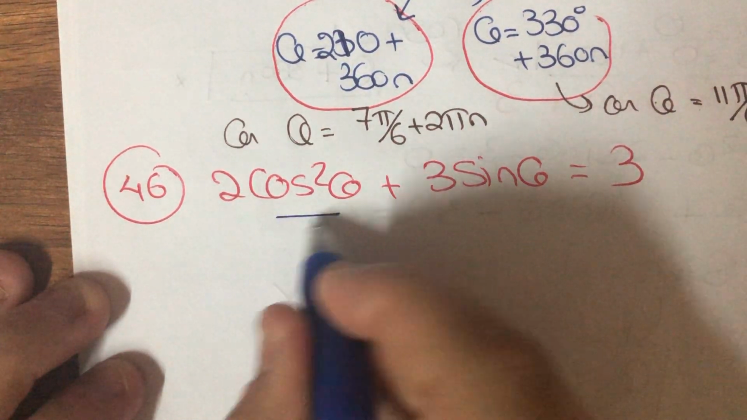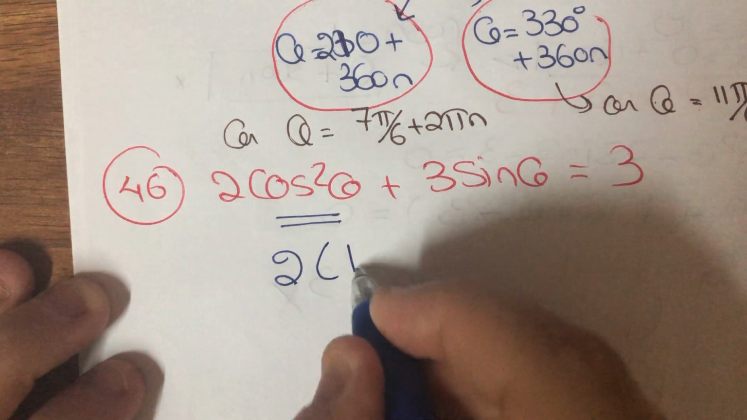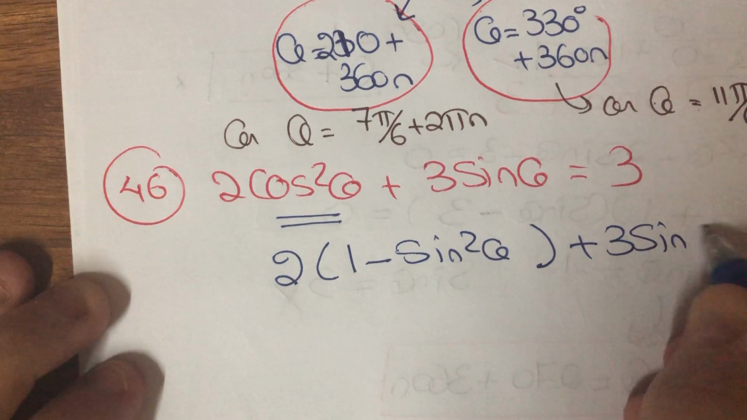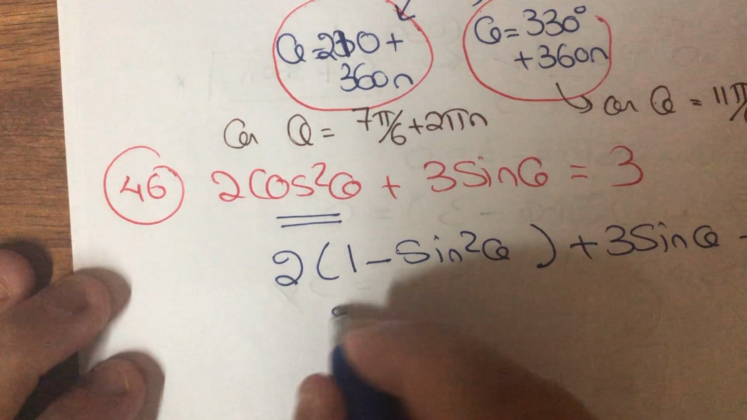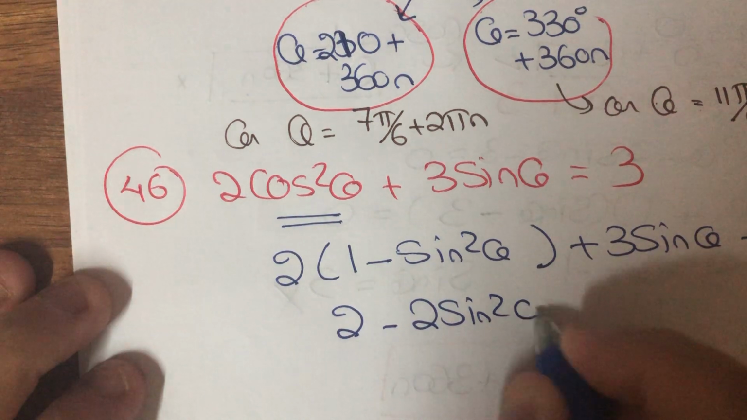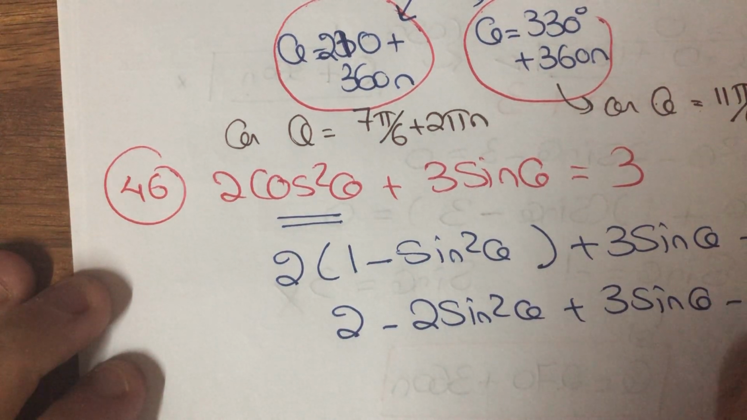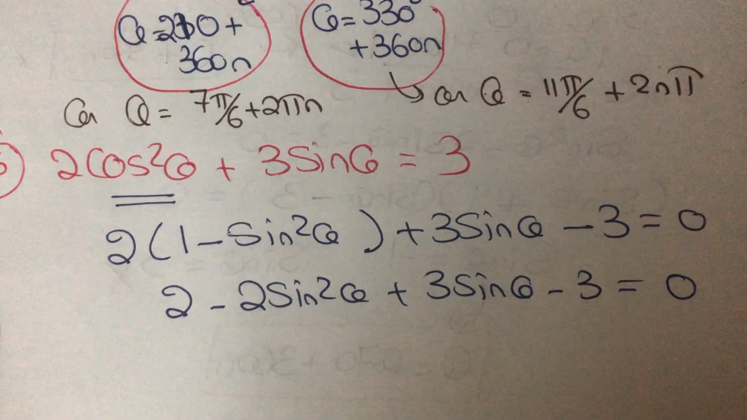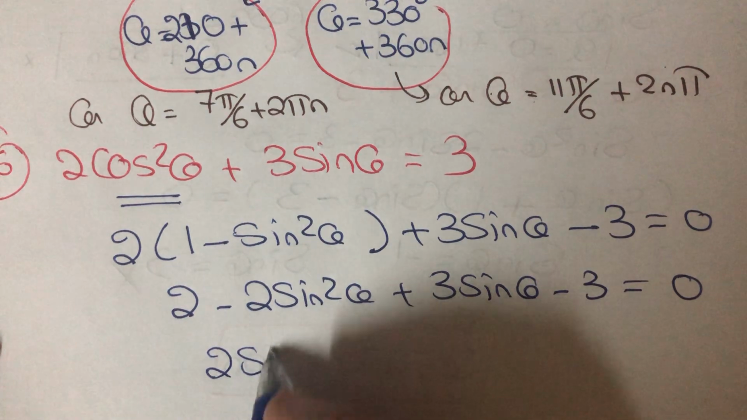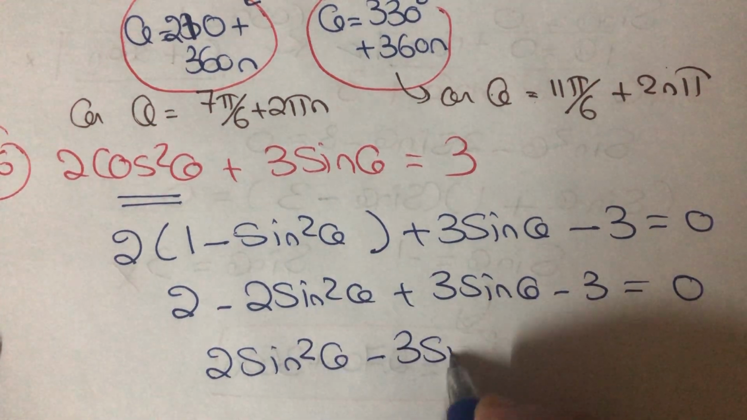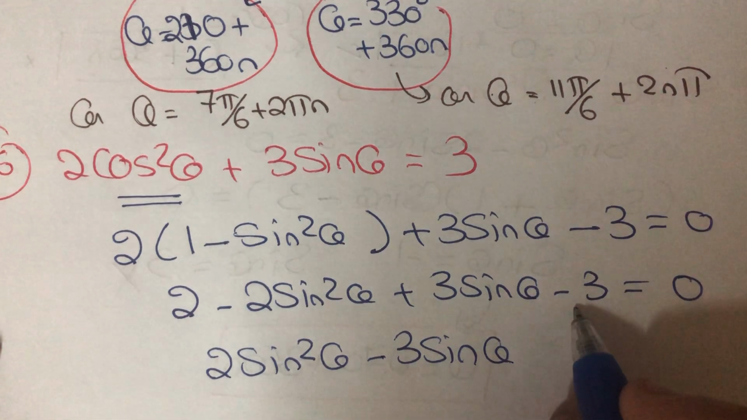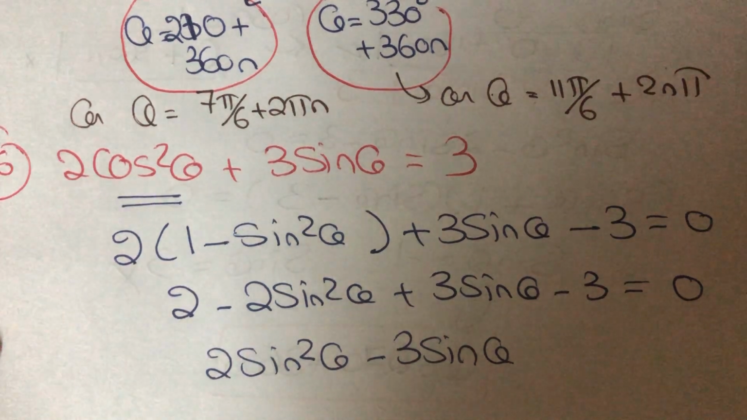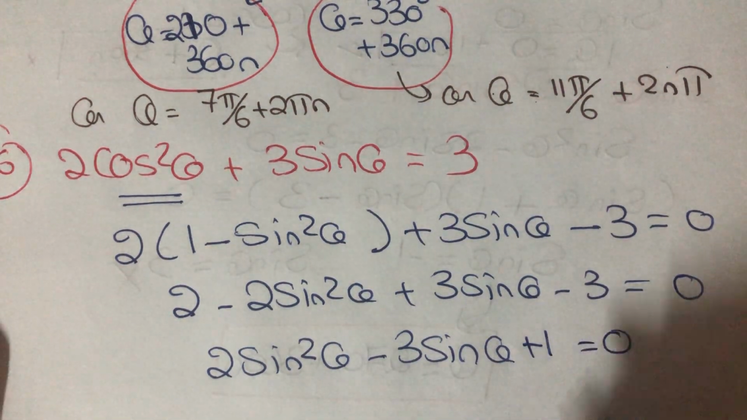Here, I would change this to a sine. So 1 minus sine squared theta, Pythagorean identity, plus 3 sine theta minus 3 is equal to 0. 2 minus 2 sine squared theta plus 3 sine theta minus 3 equals 0. I would multiply everybody by -1 just to make this positive. 2 sine squared theta minus 3 sine theta, and this was 2 minus 3, which was -1. I will make it a +1 now because I multiplied by -1. So +1 equals 0.